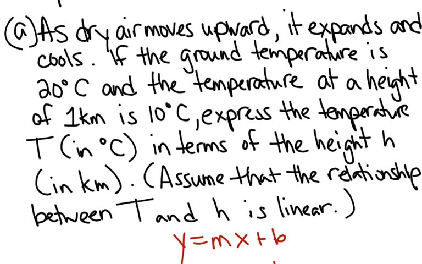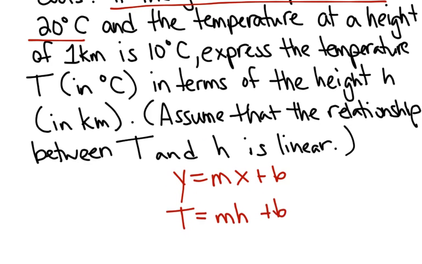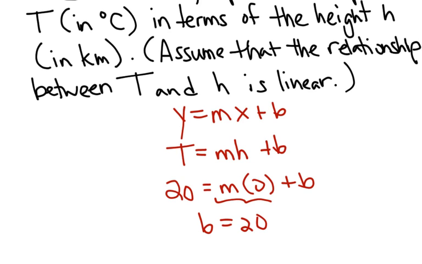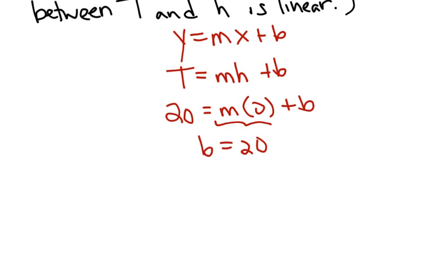Let's go back up here for a second. It said if the ground temperature is 20 degrees Celsius, that means when the height is 0, the temperature is 20 degrees. Well, if I know that, then I can find out what b is. Or m, I guess I should say. No, I'm going to solve for b because what's m times 0? It's 0. So b must be 20. So now I know the equation here is T is equal to mh plus 20.